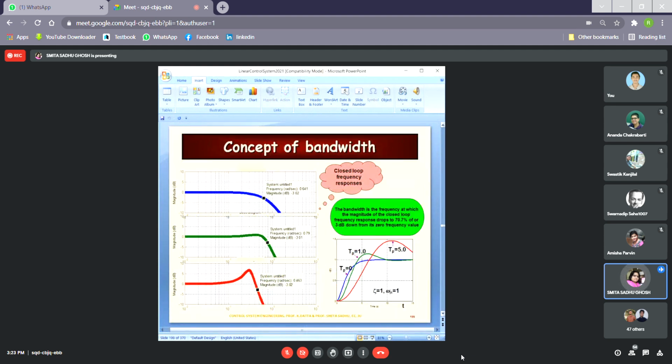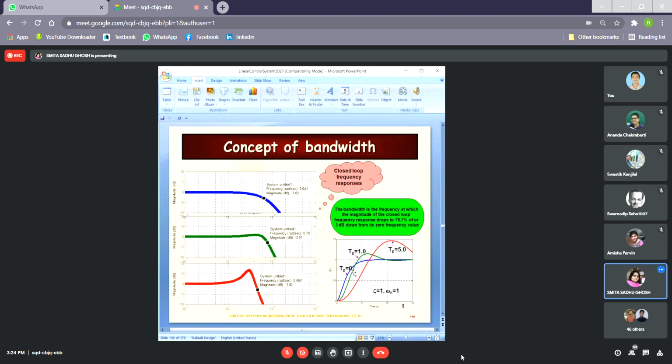Now over here, you find three cases have been plotted. The TP equal to 0 case is the blue one, the first one, the green one is TP equal to 1, that is this one, and the red one is TP equal to 5, so that is this. The frequency responses are also color coded in the same manner as the time responses, so you can understand.